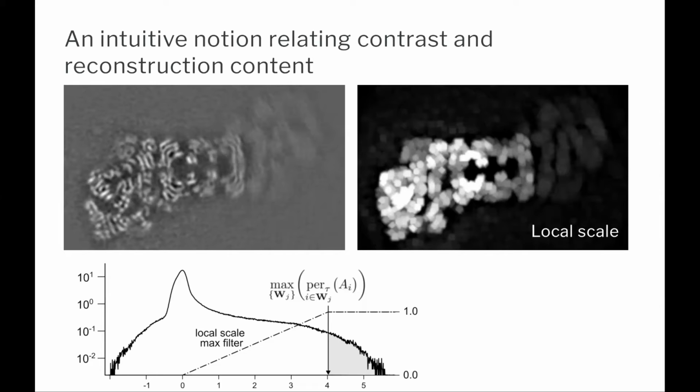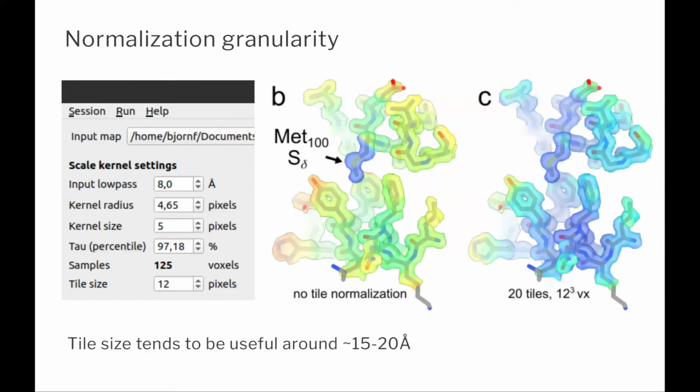So that's a much more intuitive way to think about what's happening if you don't want to deal with all these kernels and everything. But there is one more parameter that is extremely useful to consider, and that is the tile size. It's the last of these fundamental scale kernel settings. The tile size really deals with the fact that you may have very highly scattering objects in your reconstruction.